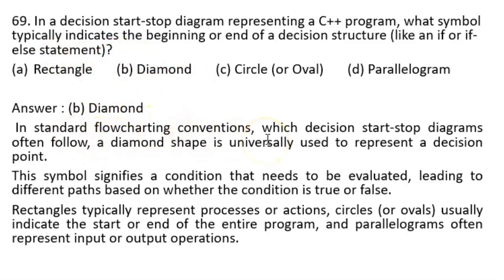In standard flowchart conventions, which decision start-stop diagrams often follow, a diamond shape is universally used to represent a decision point. This symbol signifies a condition that needs to be evaluated, leading to different paths based on whether the condition is true or false. Rectangles typically represent processes or actions. Circles are used to indicate the start or end of the entire program. Parallelograms often represent input or output operations.